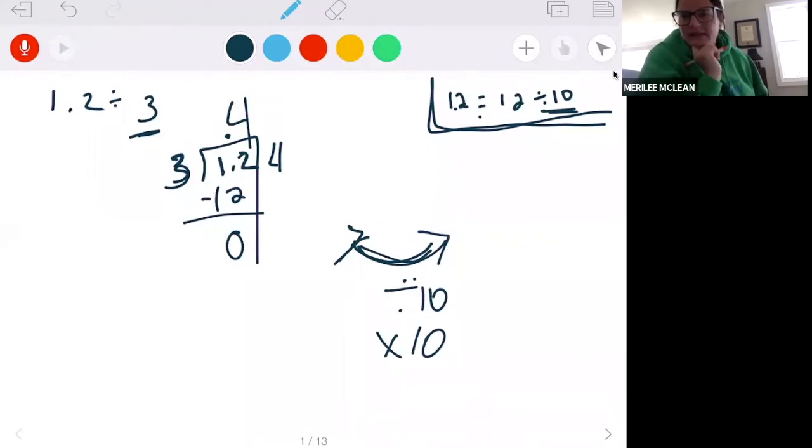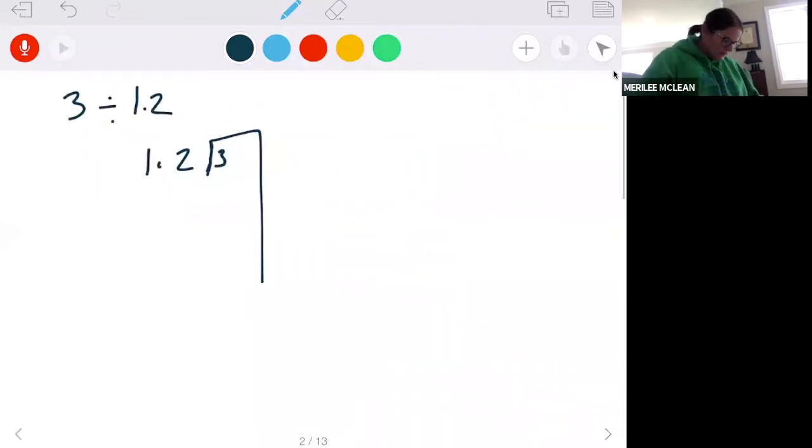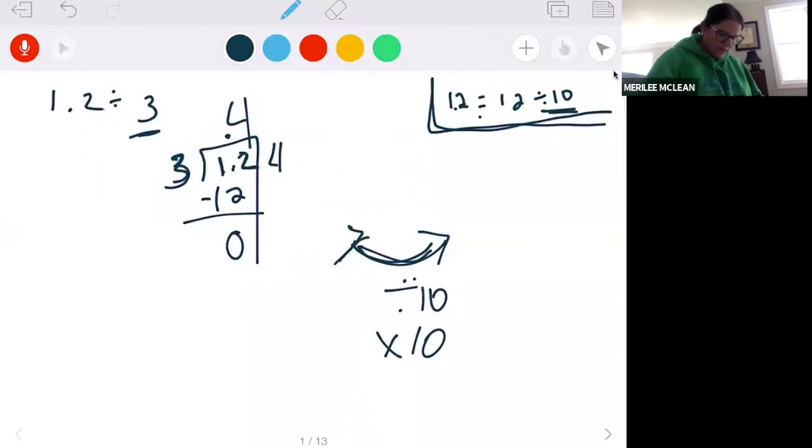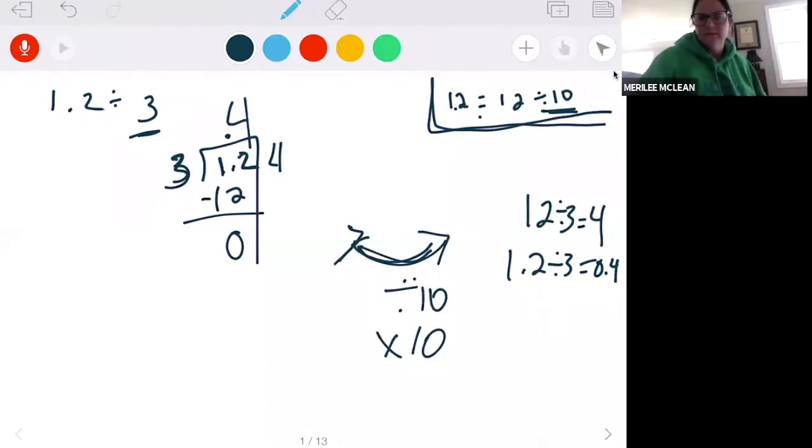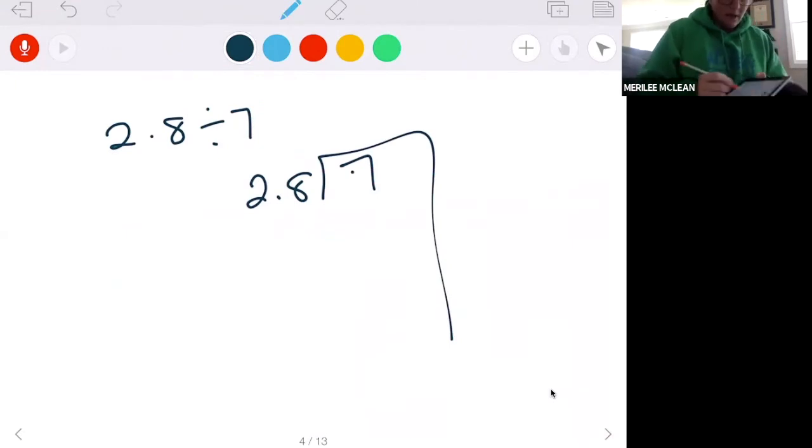Does that make sense? And I'm going to show you a little bit of connection. If we have 12 divided by 3 equaling 4, then 1 2/10 divided by 3 equals 0.4. Do you see how there's a connection with where that decimal point is? Okay.